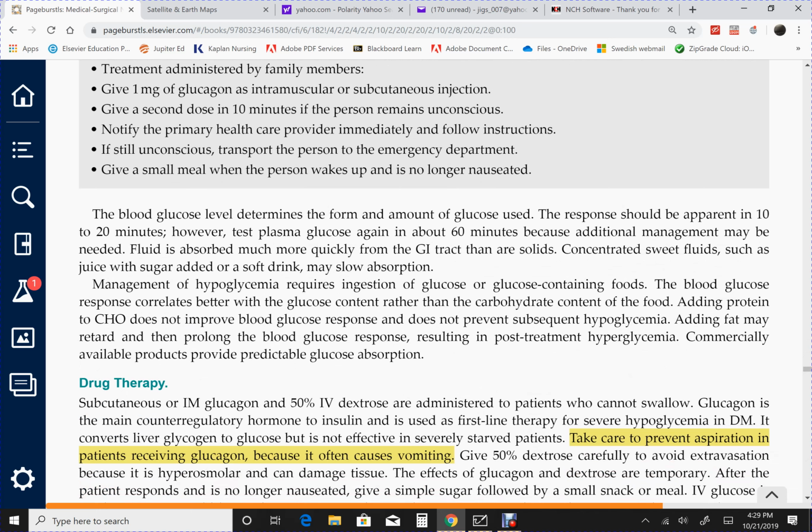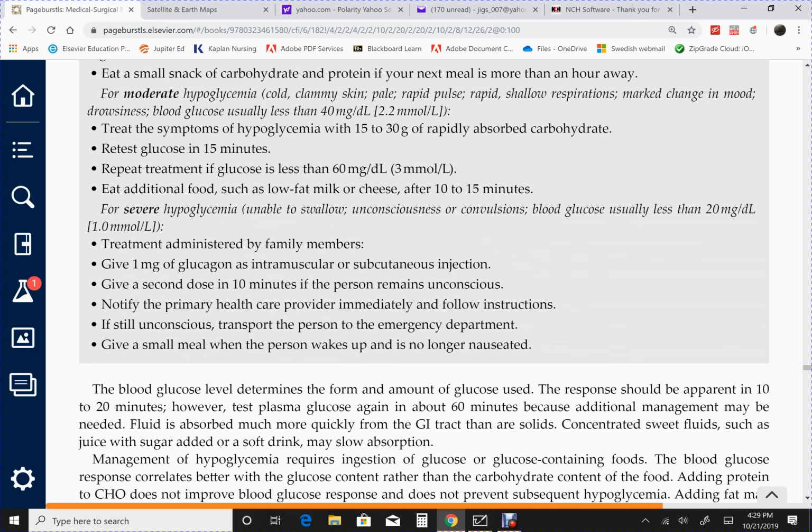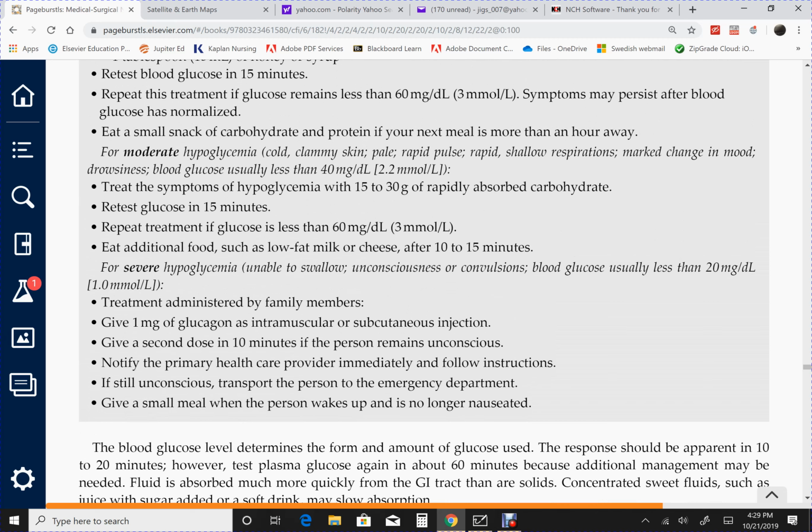So the family members would be taught, or even the patient will also be taught how to give this. The reason is hypoglycemia is tolerated differently by people. So you may still see patients with severe hypoglycemia that are fully awake, in which case they can still give themselves IM or sub-Q glucagon.